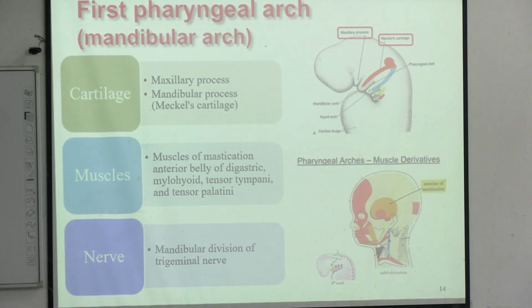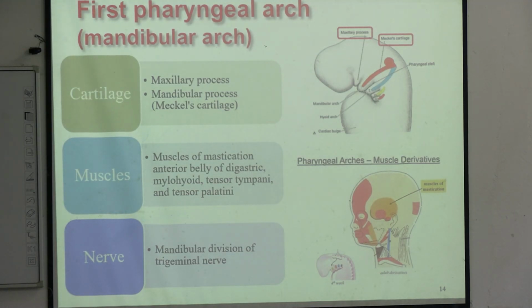And their nerve supply too. So whatever muscles come from the first arch, you have to know their names. Nerve supply, easy. Clear? So this is what you have to do. This is why we call them derivatives, the muscle derivatives. So muscles are yielding from this region.